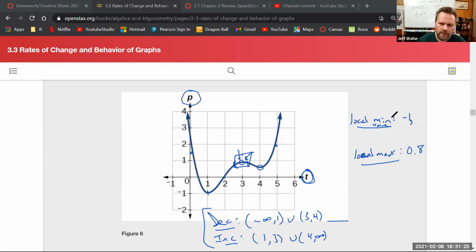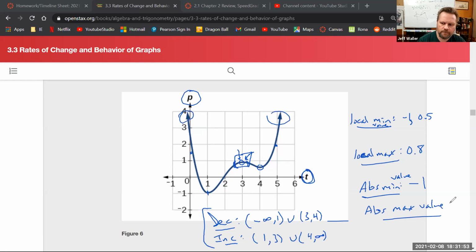Is there another local min? 0.5. 0.5. Kick ass. I like it. What's the absolute min? -1. That, yes, because that's the absolute lowest value. That's the absolute min value. Is there an absolute max value? No. No, because it goes forever up. I love it.